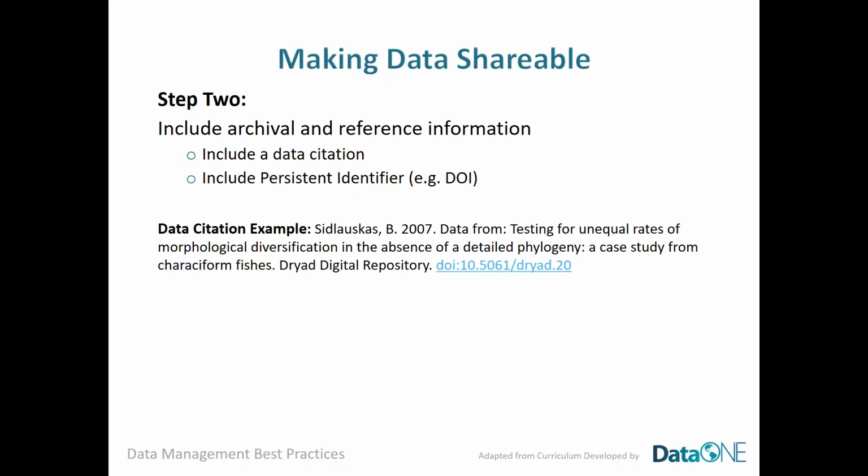Now we're going to go into data citation a little more in depth later, but this is an example of a data citation from a data set from the Dryad Digital Repository. And as you can see, there's a DOI added to the end of it, which allows the data to be located very easily. If you took that DOI and went to the DOI resolver, you could locate that exact data set that is described in that data citation.